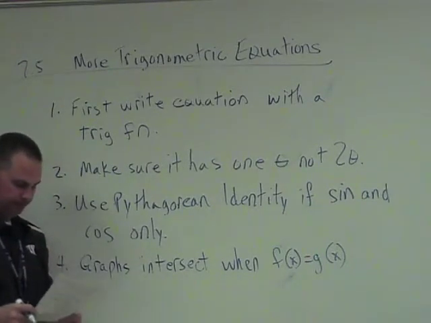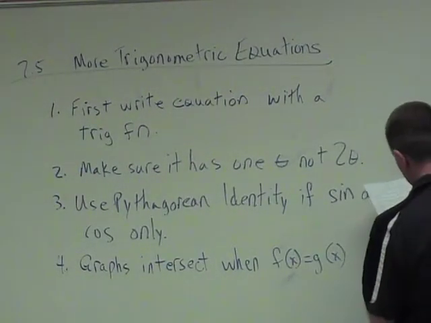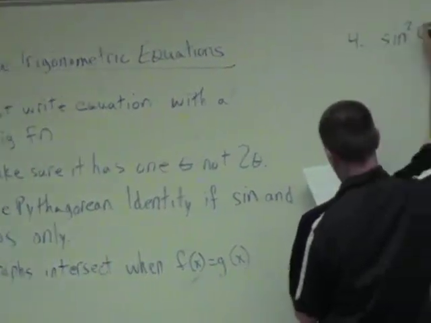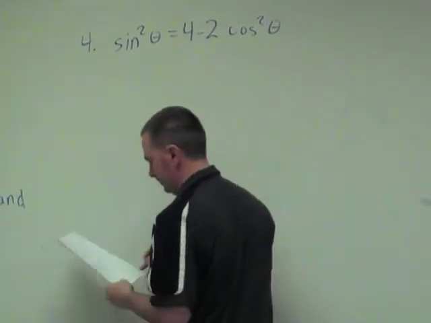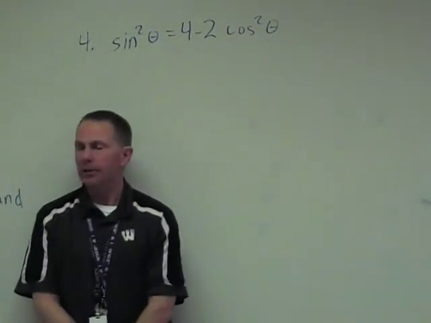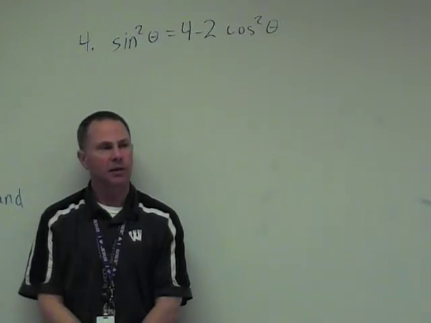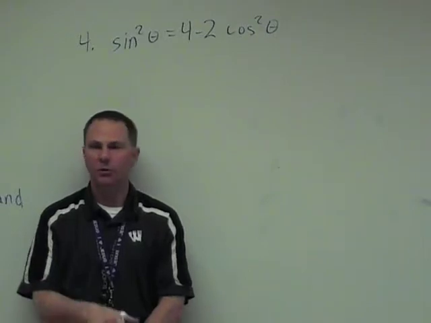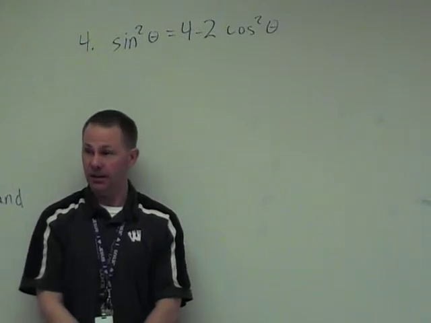Okay. Let's start with something that we might recognize. Sine squared of theta equals 4 minus 2 cosine squared of theta. Okay, so we have our first problem. We have sine and cosine only in this situation. Also, we notice that they're squared. All the more reason to use a Pythagorean identity.